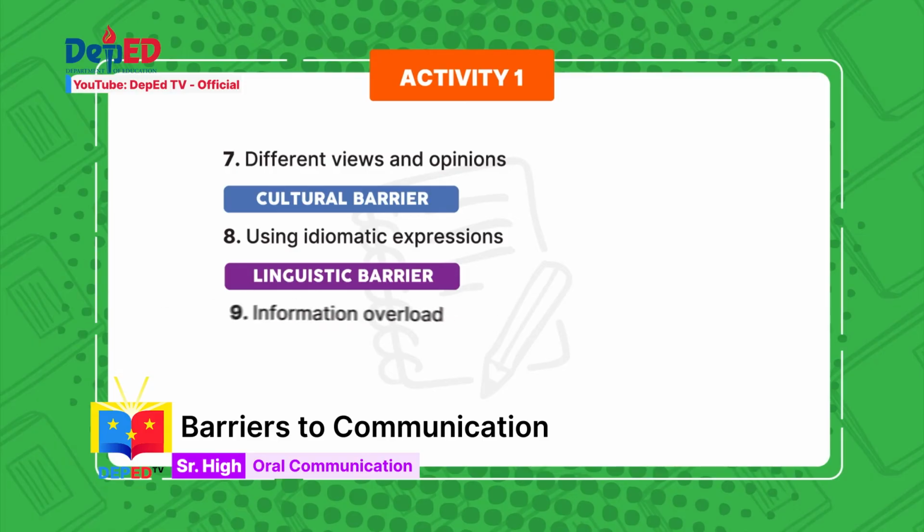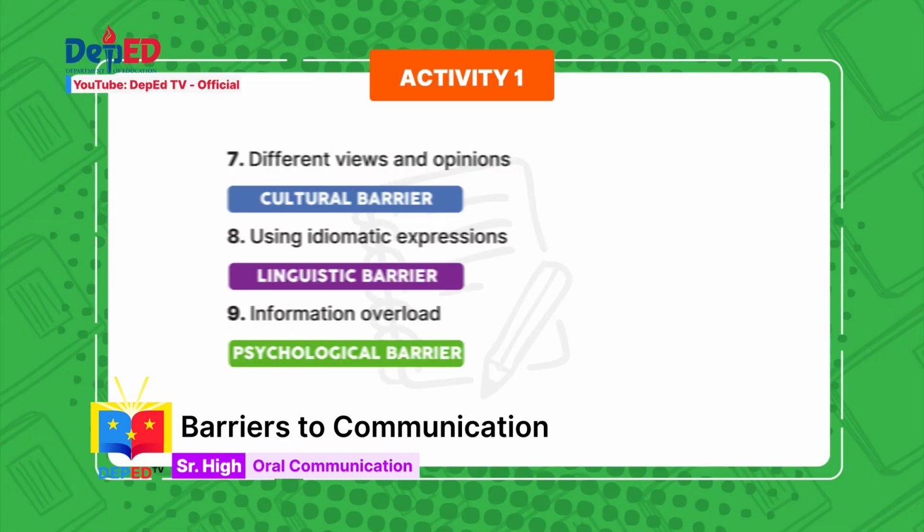Number 9. Information overload. This is a psychological barrier. Interest and attention are based on a person's mental preference.